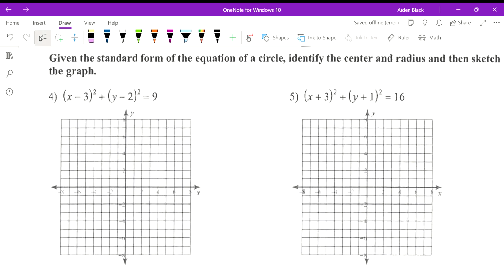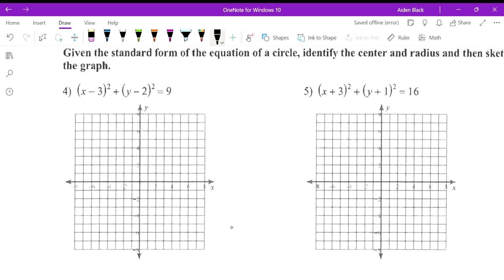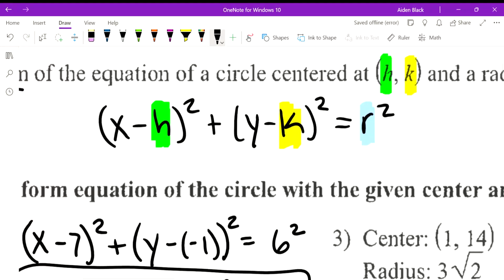Given the standard form of the equation of a circle, identify the center and radius, and then sketch the graph. So the center, remember, is (h, k). So we have here (3, 2). If you put -3 or -2 for your center, you're not reading the equation properly. It's x minus h, y minus k.